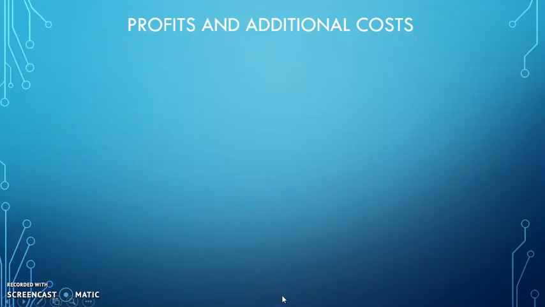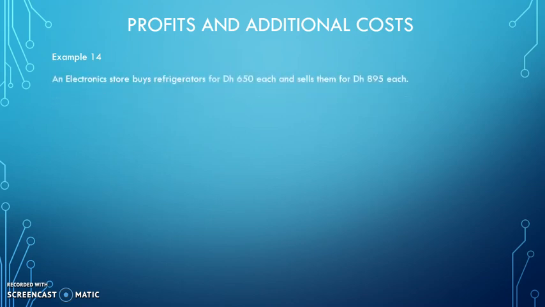Profits and additional costs. Okay, example 14. An electronics store buys refrigerators for 650 dirhams each, and then sells them for 895 dirhams each. Additional costs on the refrigerators are 30% of the buying cost. This is for packaging and shipping, etc. And the store buys 10 refrigerators.